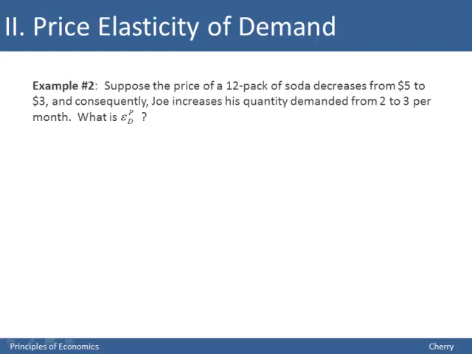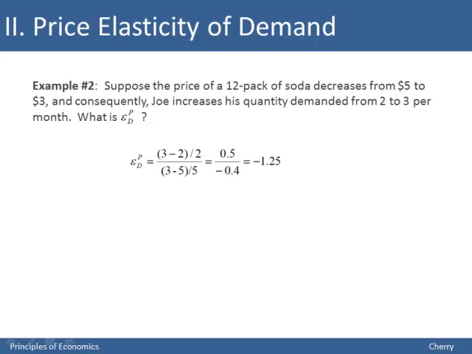So let's look at a second example. Now let's suppose that the price of a 12-pack of soda decreases from $5 to $3. And in response, Joe increases his quantity demanded from 2 to 3 packs per month. So again, let's calculate the price elasticity of demand. We want the percentage change in price and the percentage change in quantity demanded, and they're calculated in this way. So percentage change in quantity demanded equals 3 minus 2 over 2. Again, that's the new number minus the old number over the old number.